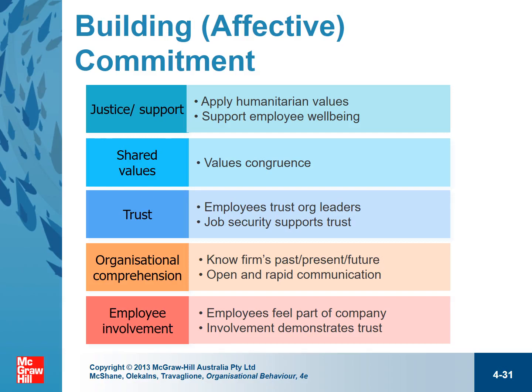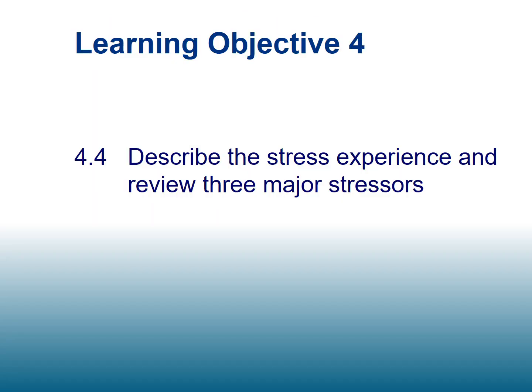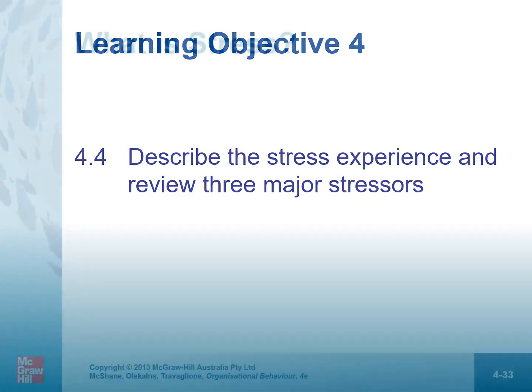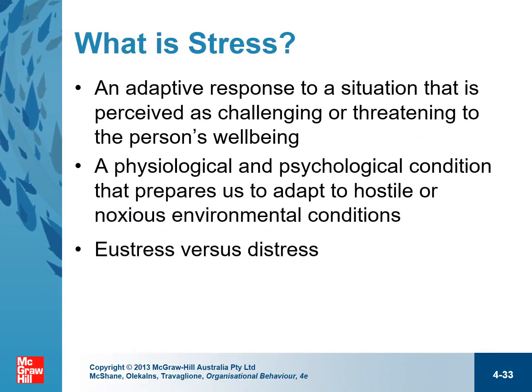Learning Objective 4. 4.4 Describe the stress experience and review 3 major stressors. What do you understand by stress? Stress refers to an adaptive response to a situation that is perceived as challenging or threatening to the person's well-being. It is a physiological and psychological condition that prepares us to adapt to hostile or noxious environmental conditions.